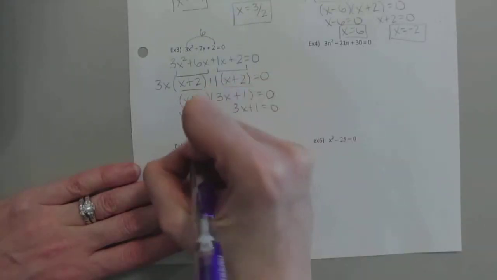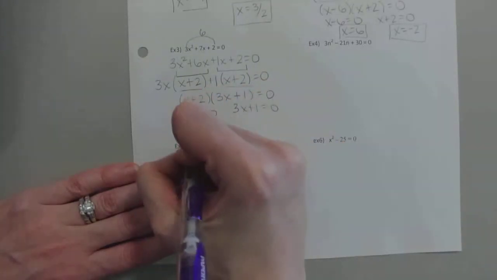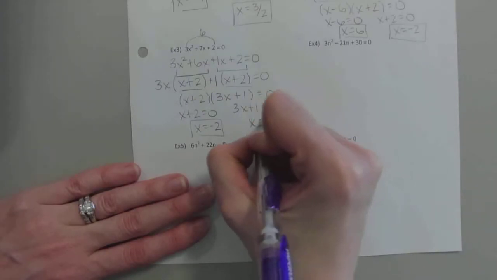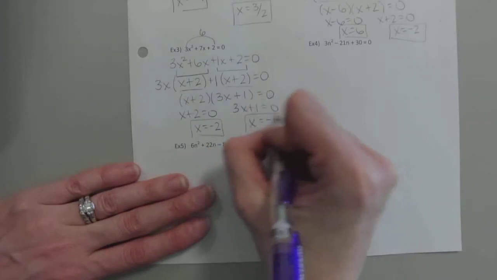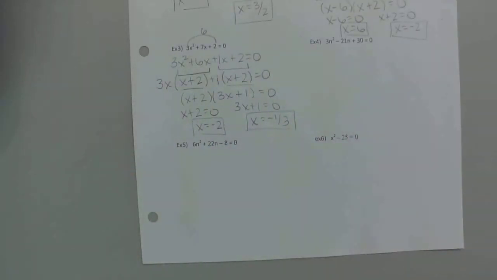So we're going to set each of those equal to 0. x plus 2 equals 0, and 3x plus 1 equals 0. So we'll get x equals -2, and x equals -1/3. I'm kind of skipping steps, guys. The first move you would make would be to subtract the 1 over, and the second move you'd make is to divide by 3. So I kind of skipped steps because I just didn't give us a whole lot of room.